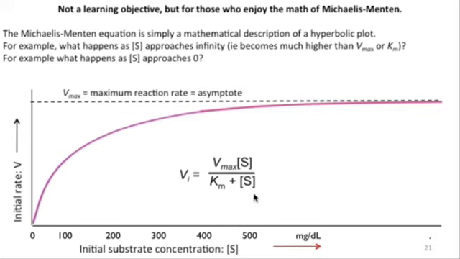As substrate gets larger and larger and larger, then the Km value becomes insignificant. So let me explain. Let's say Km is around 10, and substrate is around 10. These are both important terms. But what if substrate goes to 100 or 1,000 or 1,000,000? The bigger substrate gets, the less important Km becomes. And as substrate approaches infinity, Km disappears. It becomes so insignificant it approximates zero.